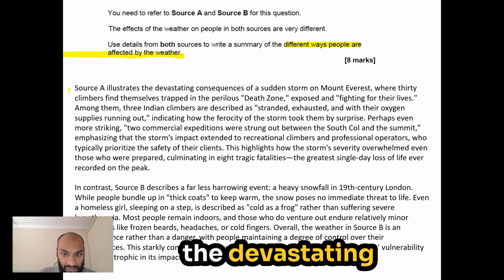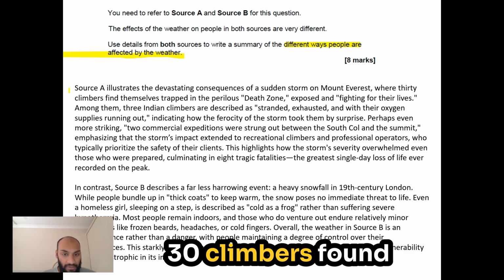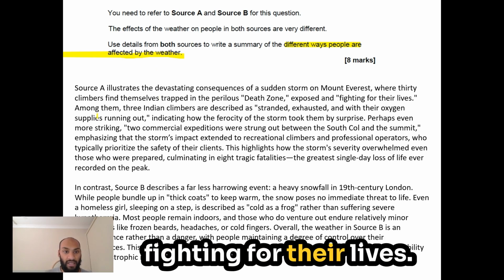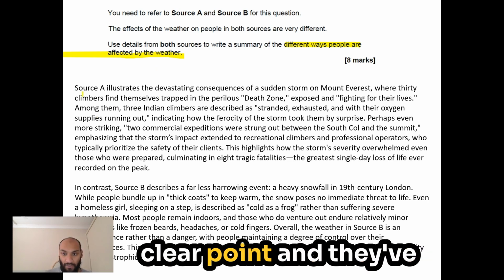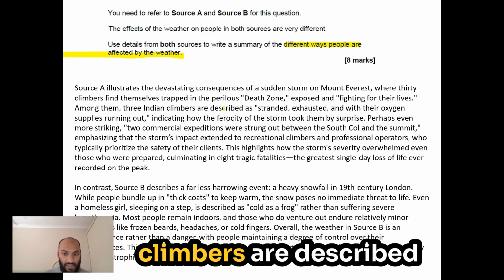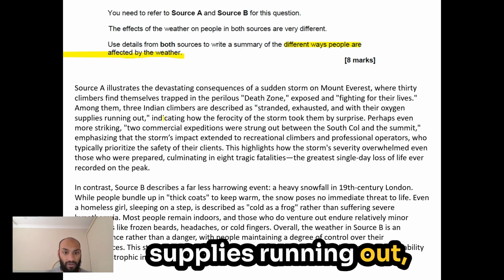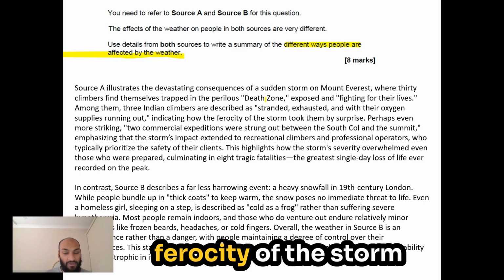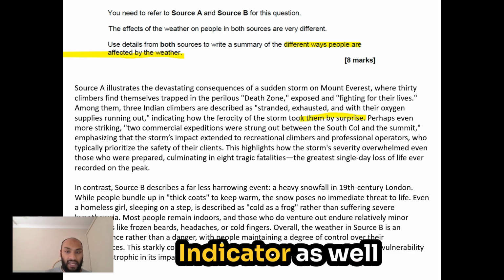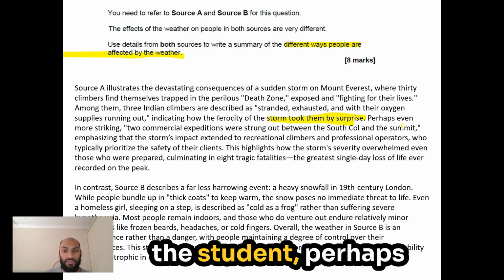Source A illustrates the devastating consequences of a sudden storm on Mount Everest, where 30 climbers found themselves trapped in the perilous death zone, exposed and fighting for their lives. So they've established a clear point and they've embedded their quotes. Among them, 3 Indian climbers are described as stranded, exhausted, and with their oxygen supplies running out, indicating how the ferocity of the storm took them by surprise. That's a key indicator as well. It shows really good comprehension from the student.